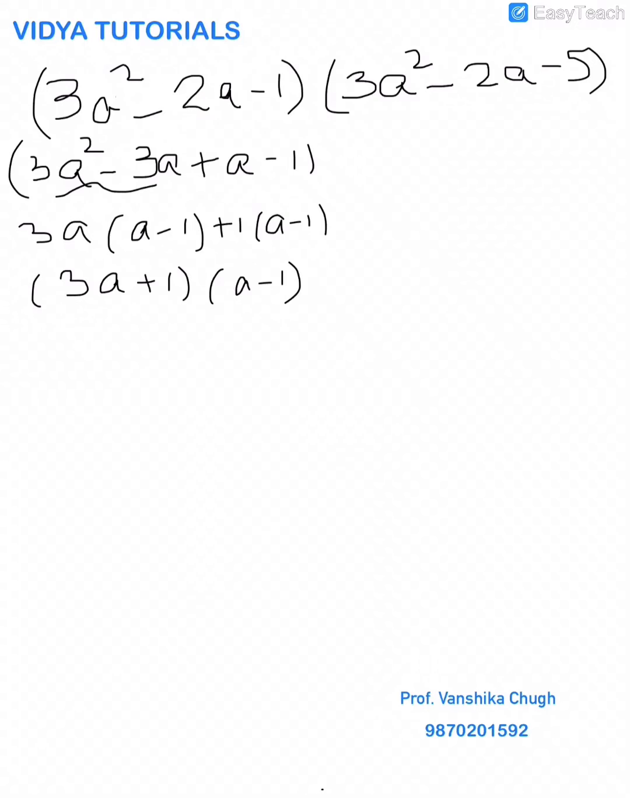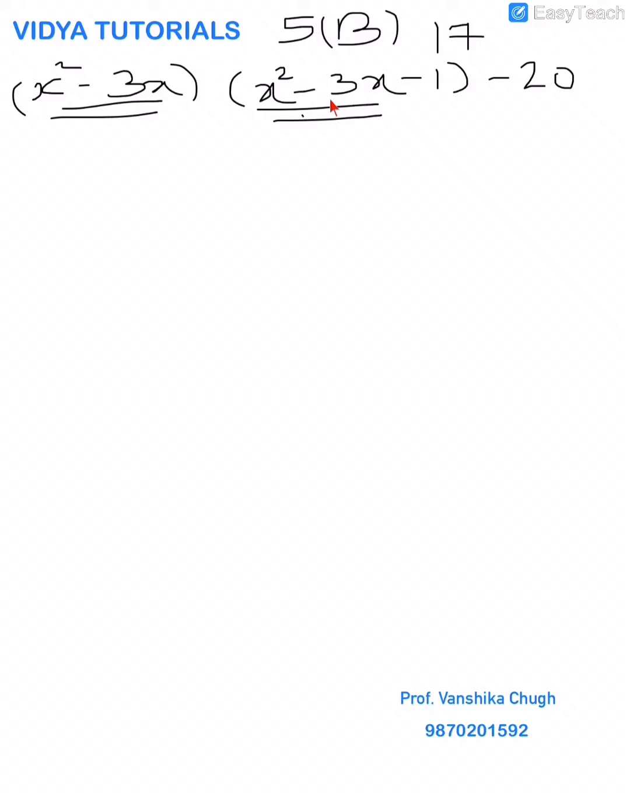Students, coming to the sum number 17 of exercise 5b, again a little similar type. You can see here x square minus 3x and x square minus 3x in both the brackets, and minus 1 minus 20. Here they are exactly matching each other. I don't need to make any changes with the sign. So let us start with the assumption straight away.